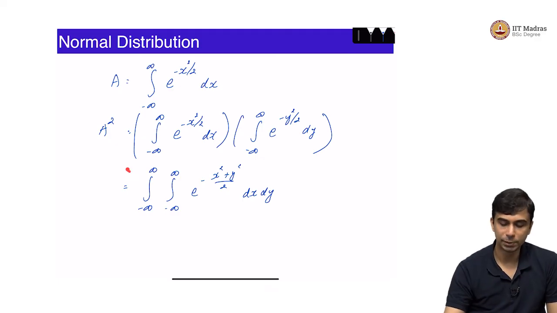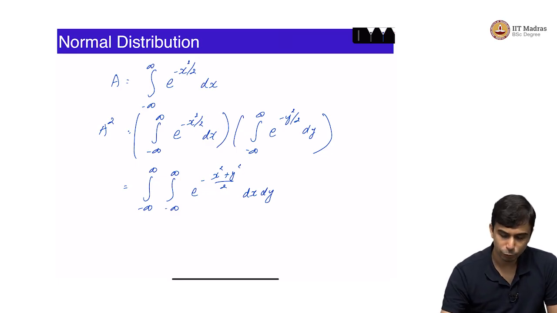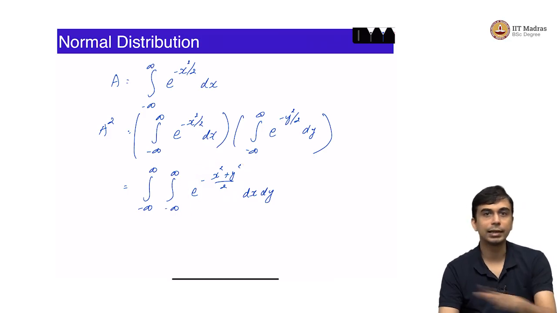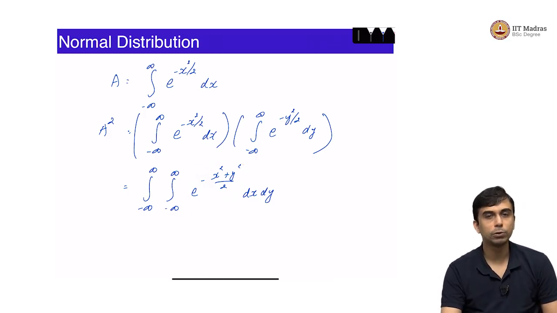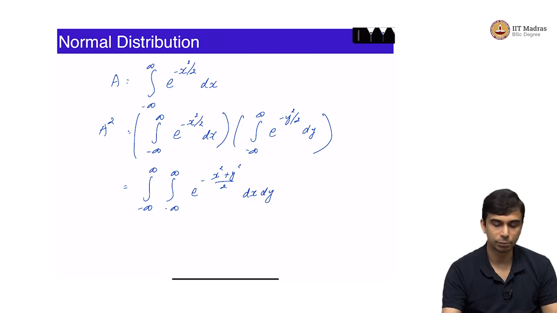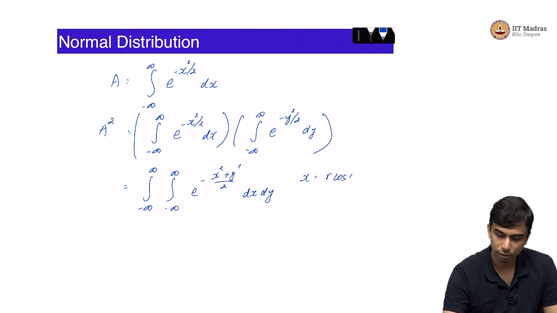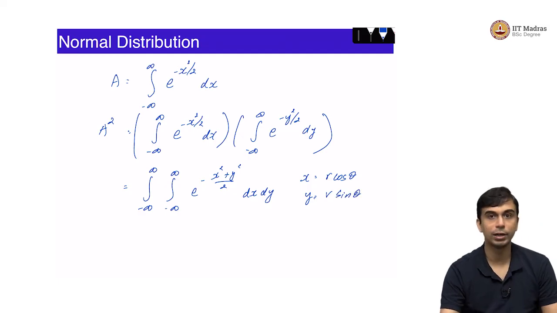How does this actually help us? The reason this helps us is because we can do a change of variable here. Right. You can view this as integrating e power minus x squared plus y squared by 2 over the entire xy plane. Right. So, now we can use a Cartesian to polar transformation where we will define r and theta as follows, where x is equal to r cos theta and y is equal to r sin theta. The standard polar coordinate transformation.